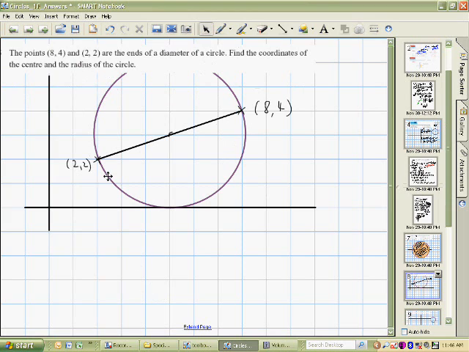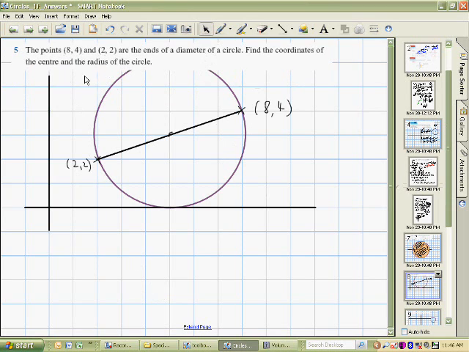This next question here, what question is that? It's question 5. You've got this point and this point that says they're the ends of the diameter of a circle. So the point (8, 4), there it is over there, and the point (2, 2), there it is there, are the ends of the diameter of a circle. So that's our circle, there's the diameter, and it simply asks you to find the centre and the radius of the circle. So how are you going to do that?